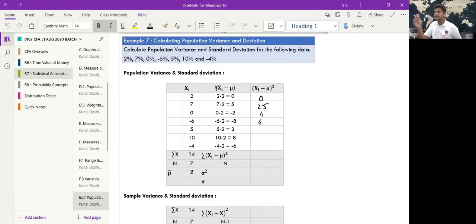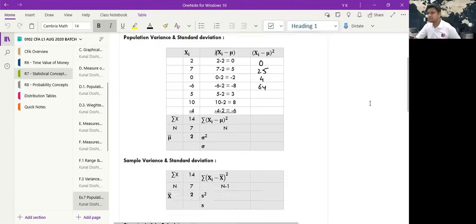Guys, just add all the numbers. 202. Sorry, 202, right? What is this 202? You know what? This is X minus mu, where mu is nothing but the average, the whole square. Why did I do the square, guys? Can someone tell me why did you do square? To avoid the minus sign. To avoid the minus sign, correct.